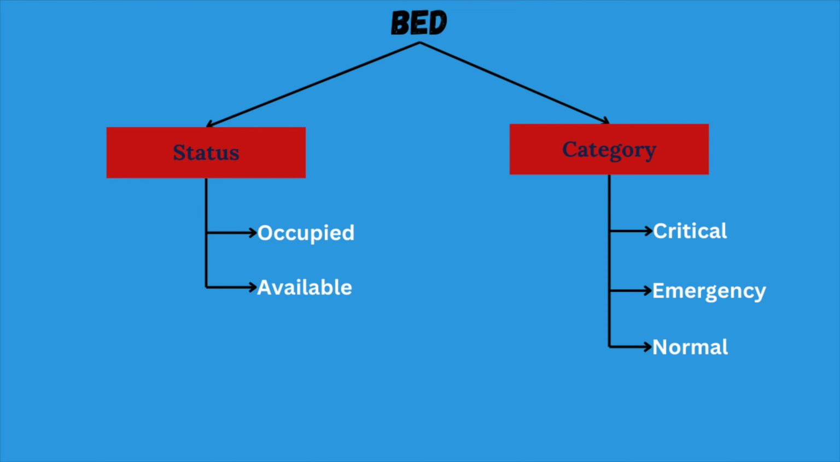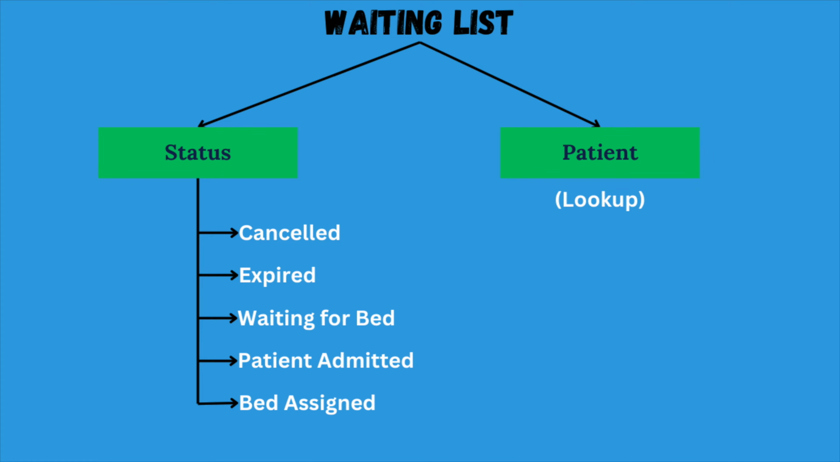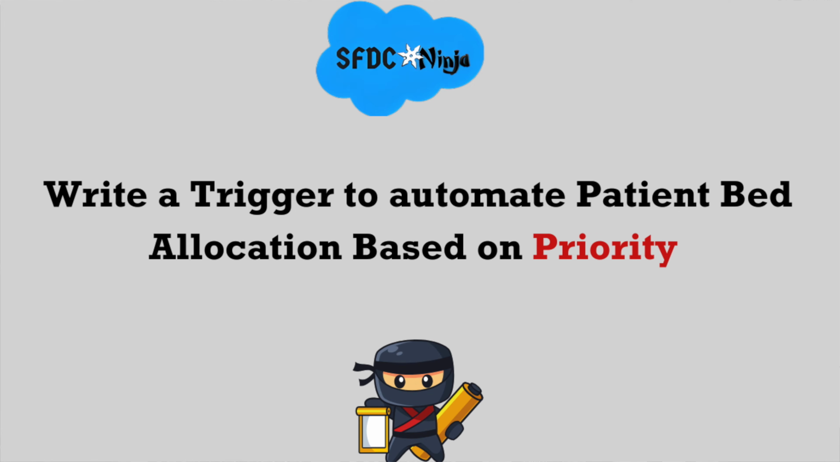Coming to the next object, which is bed, we have two picklist fields there: status, which contains values occupied and available, and category, which contains values critical, emergency, and normal. And the third object is waiting list, which has a lookup field patient and a picklist field status, which contains values waiting for bed, bed assigned, patient admitted, cancelled, and expired. So this is the data model. Now let's understand the scenario.